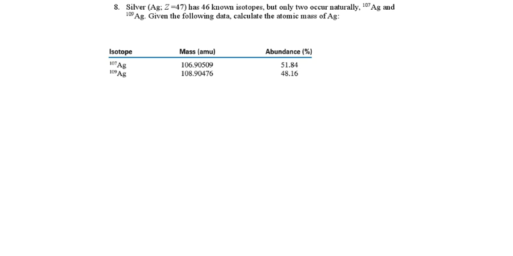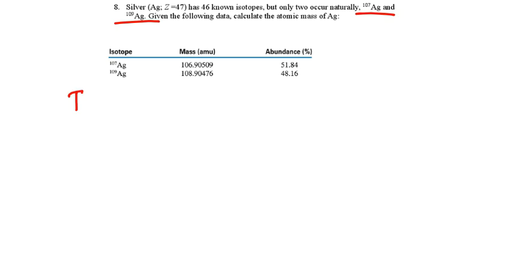Question 8. Silver has 46 known isotopes. Now the ones that exist naturally are just two, 107 and 109. Given the following data, calculate the atomic mass of silver.